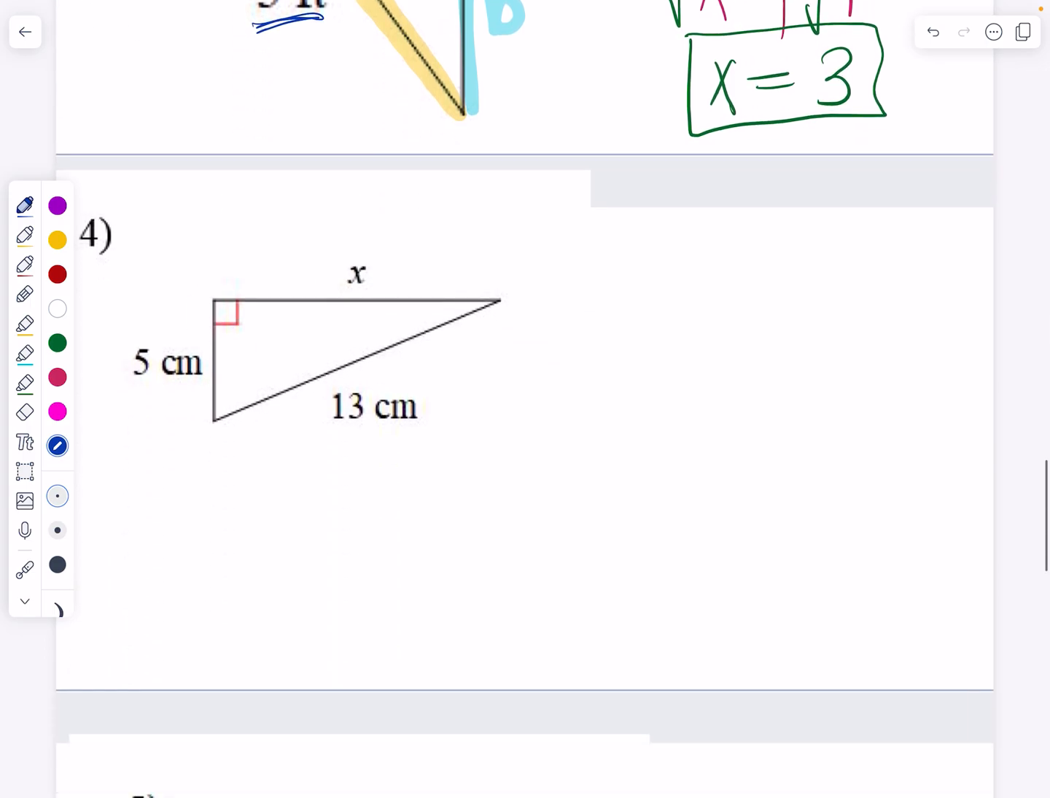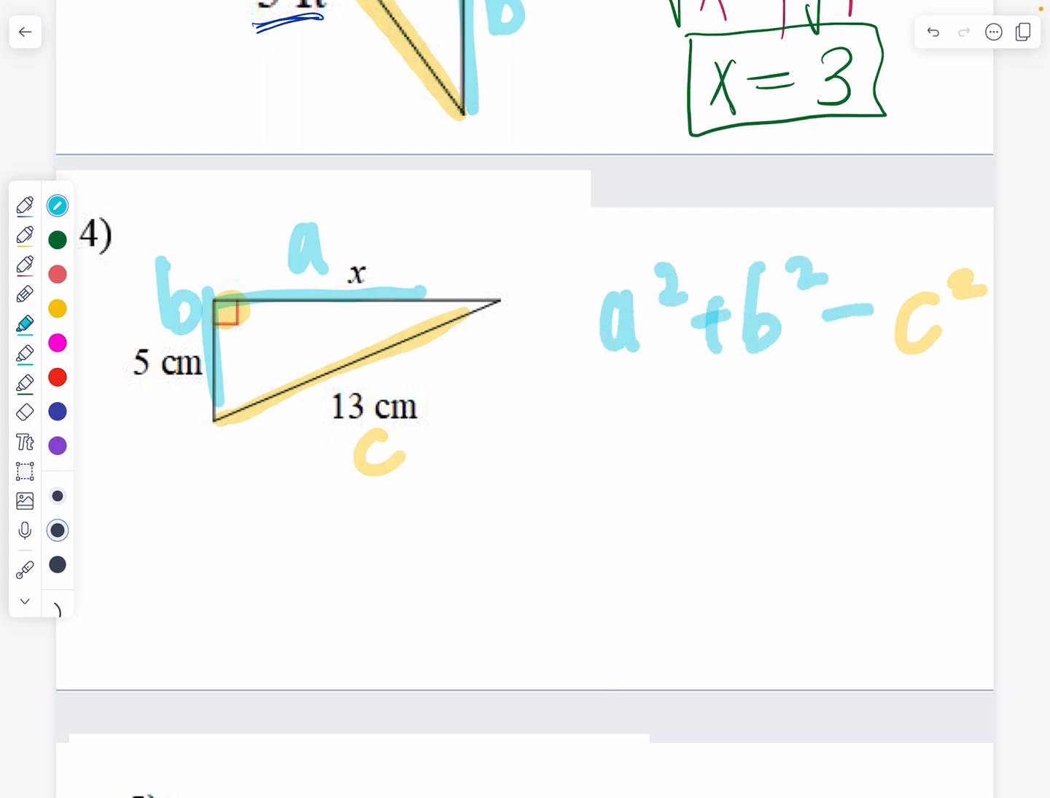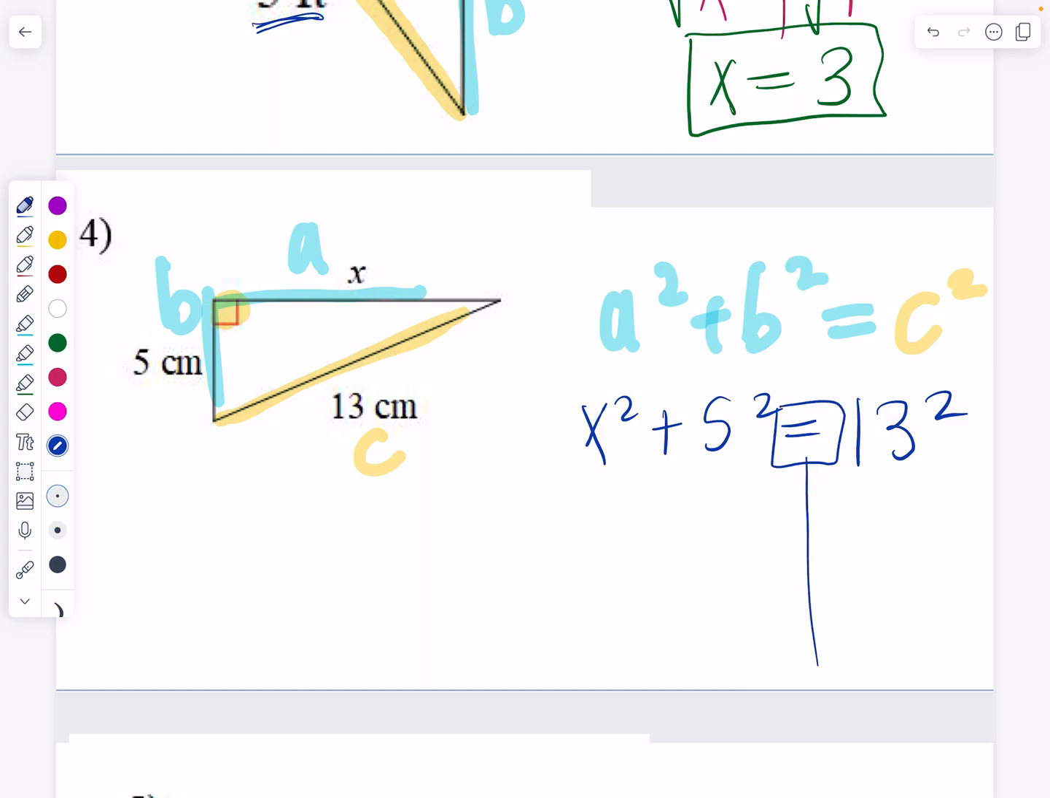All right, number 4, we've got our right angle. So here's our hypotenuse, that's our C value. Here are our legs. That's going to be our A and our B value. So A squared plus B squared equals C squared. And then we're just going to plug in those pieces. So x squared plus 5 squared is equal to 13 squared. We are going to subtract 5 squared from both sides to get x squared by itself.